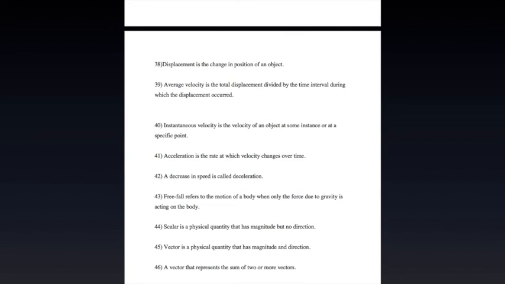Then we talk about what is magnitude. Magnitude is the size or quantity.